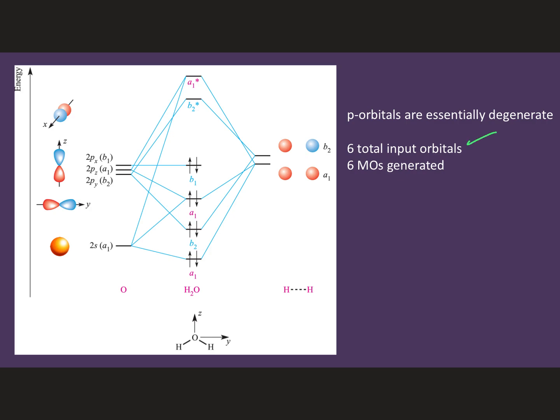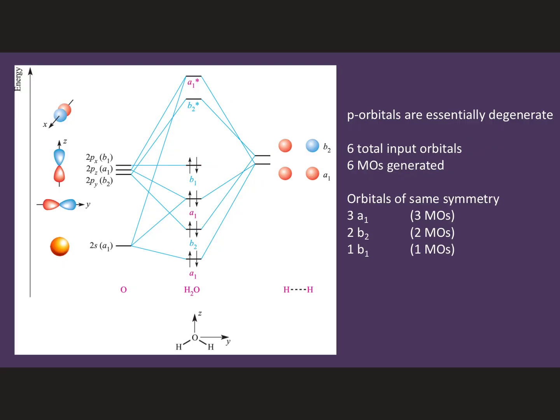So we started with 6 total input orbitals. I've got 1, 2, 3, 4 from my oxygen, 5 and 6 from my hydrogen. So if I start with 6 orbitals, I've got to generate 6 orbitals: 1, 2, 3, 4, 5, and 6. So I have made an orbital diagram that is consistent with the orbitals that I put in.